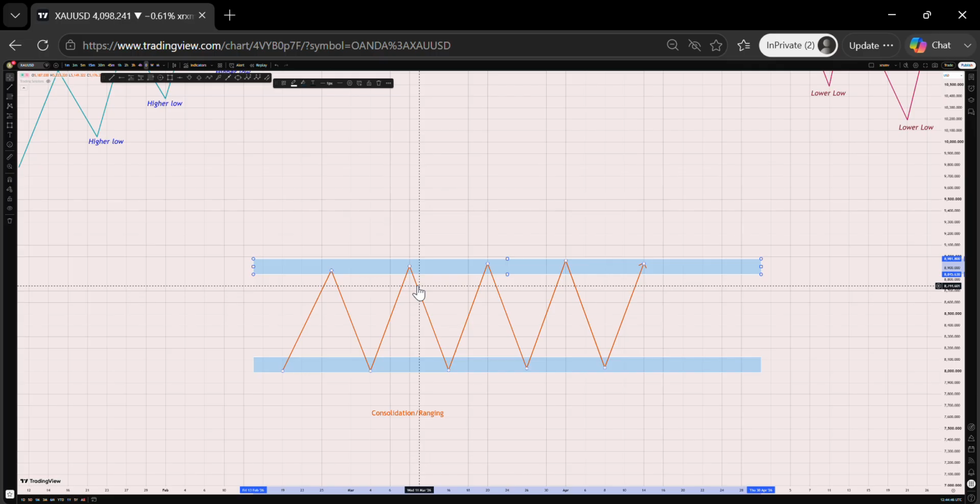Something is resisting the price from moving higher, and then when price drops to a lower point and is not able to go beneath or below, we call that a support. It's like the ground floor and the ceiling. So in this consolidating market, the price is bouncing between the ground and the ceiling. It's bouncing between resistance and support.